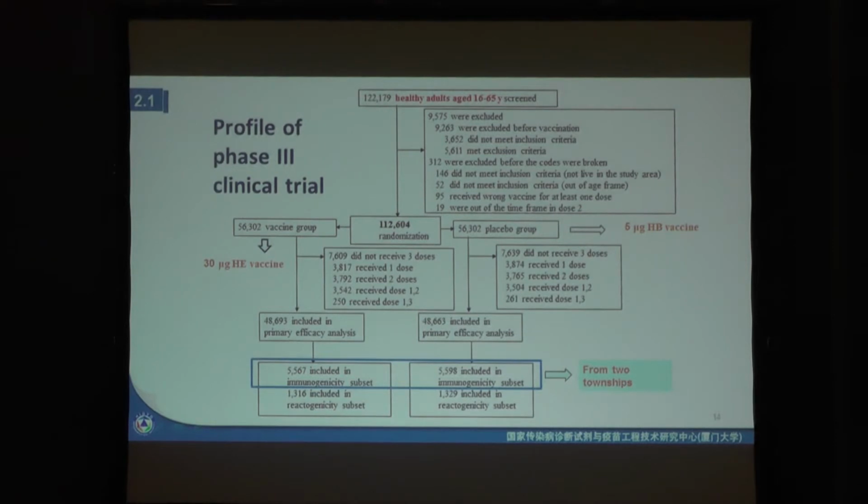So in the phase 3 clinical trial, we only enrolled healthy adults aged 16 to 65, and totally 112,000 participants were randomized to receive the HEV vaccine or the control HPV vaccine. We followed them after the 3 doses of vaccination for another 1 year and got enough acute hepatitis cases, and we used this data for the licensure of this vaccine.